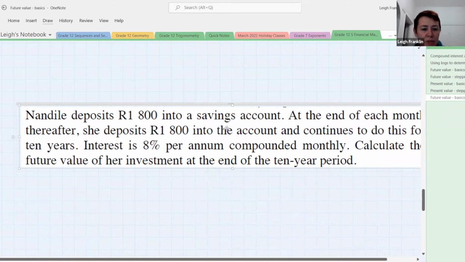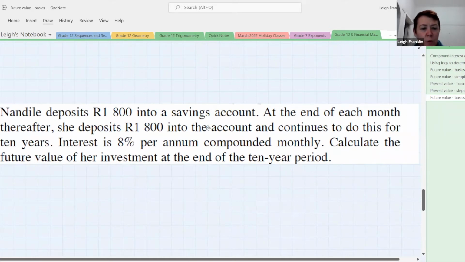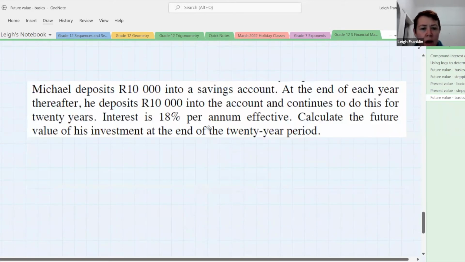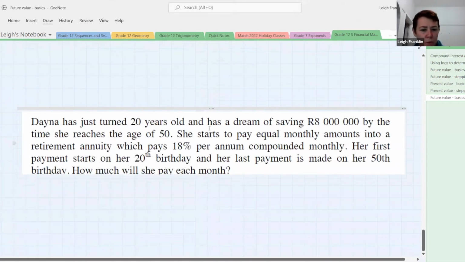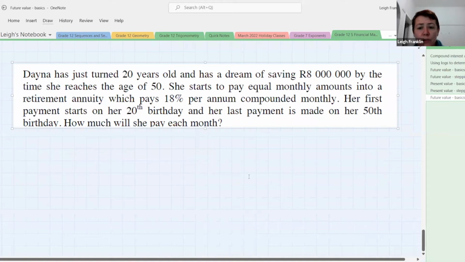Okay, this was another fairly straightforward one. I wanted to talk about this one, which is just a little bit more difficult. Unless, I don't know, do you feel that you need some more practice with the basics?